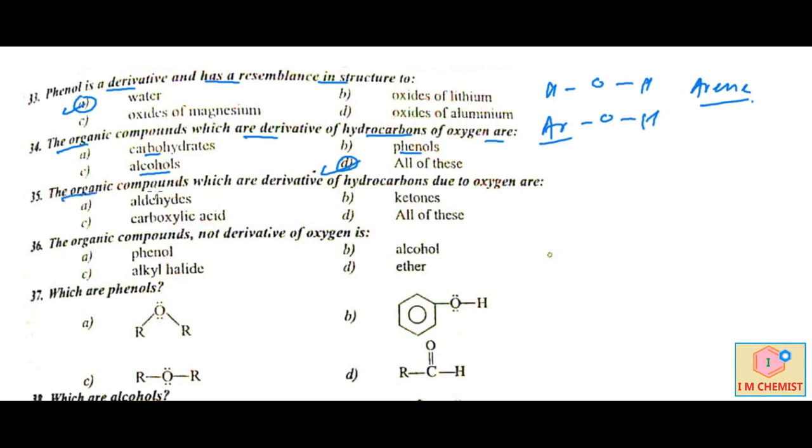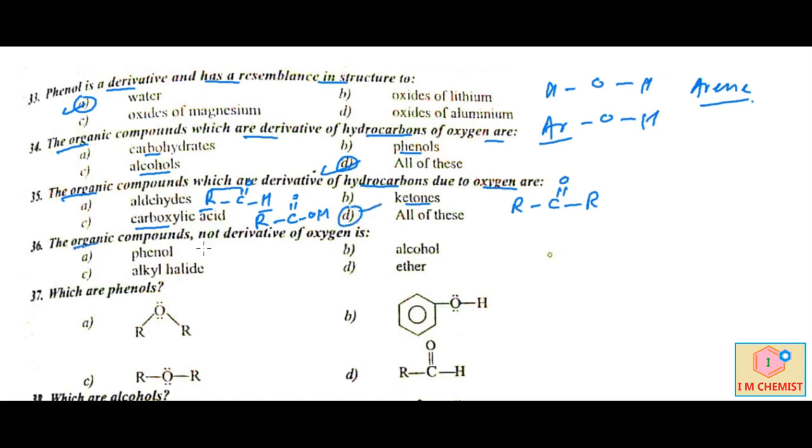MCQ number 35. The organic compounds which are derivatives of hydrocarbon due to oxygen. Various options are given. Aldehyde, in which we have a carbonyl functional group that is attached on one side with hydrogen, and at the other side it is attached with an alkyl group. And in case of ketones, we have a carbonyl functional group that is attached with alkyl groups on both sides, while in case of carboxylic acid we have this as a functional group and that is attached with an alkyl group. Hence all contain oxygen atom, so option number D is correct.